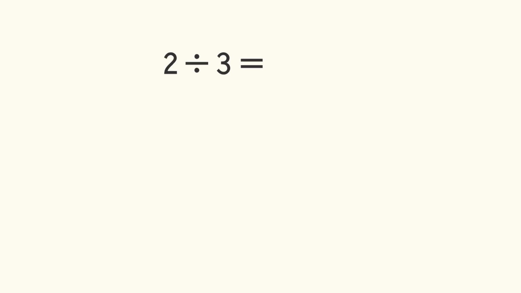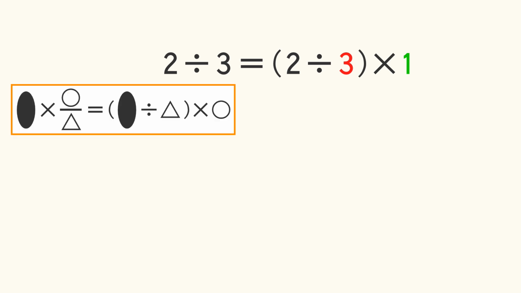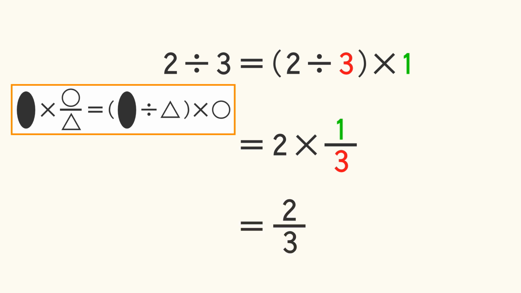If we look at it purely as a calculation, here's how it works. The simplest way to think about it is this. When we write 2 divided by 3, we can think of it as 2 divided by 3 times 1. And we know that multiplying by a fraction means dividing by the denominator and then multiplying by the numerator. So dividing by 3 and then multiplying by 1 can be expressed as multiplying by 1/3. That means 2 divided by 3 equals 2 divided by 3 times 1 equals 2 times 1/3 equals 2/3.